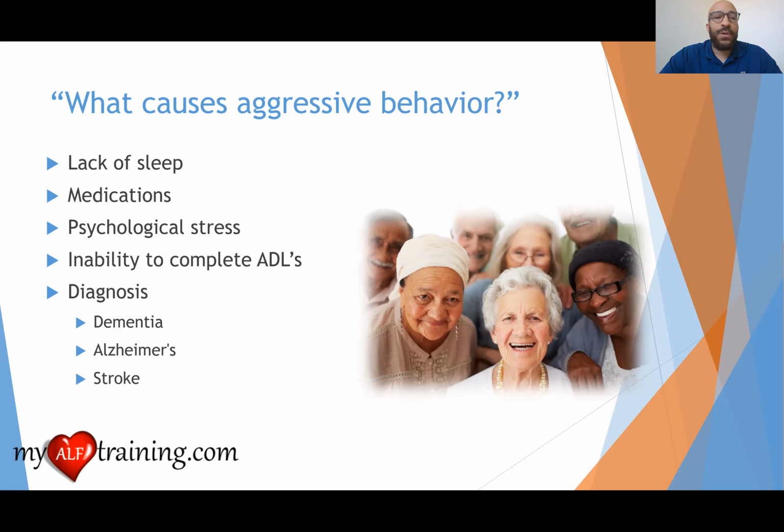The three big things that I want to focus on, I put them last here, is their diagnosis. So dementia, Alzheimer's, and stroke particularly are three diagnoses that elderly patients in particular have, and symptoms of these diseases include aggressive behavior. And sometimes the medication that they take also accelerates that aggressive behavior, or not accelerates, but makes that aggressive behavior come out. So these are some root causes of aggressive behavior.